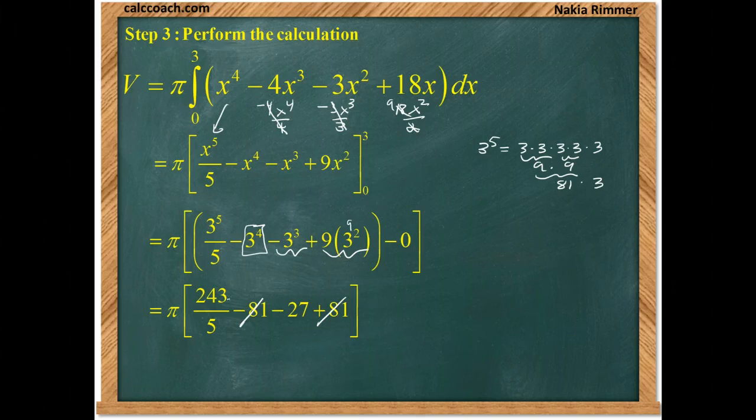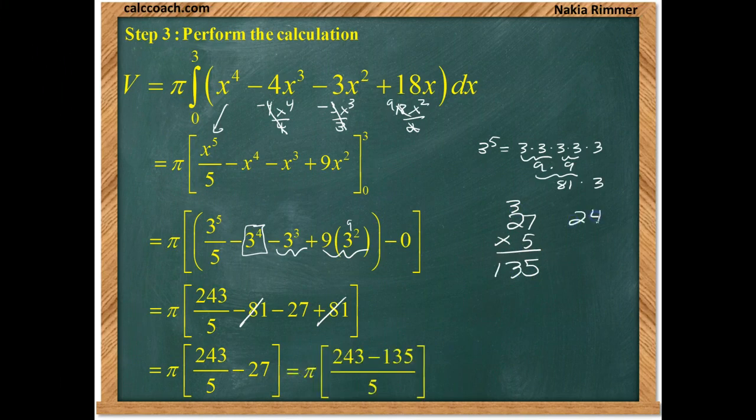So it's our job to take 243 over 5 and subtract 27. So you don't have a calculator. If you need to, just scratch it out, where we multiply 27 times 5, and we get 135, and we need to take 243 and subtract 135 from it, and we get 108. Final answer, 108 pi over 5.